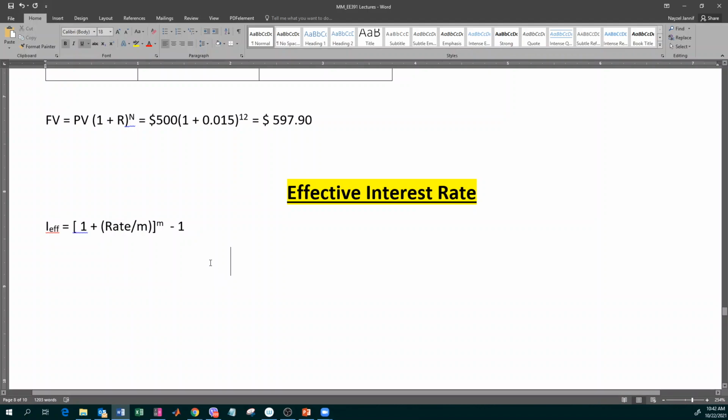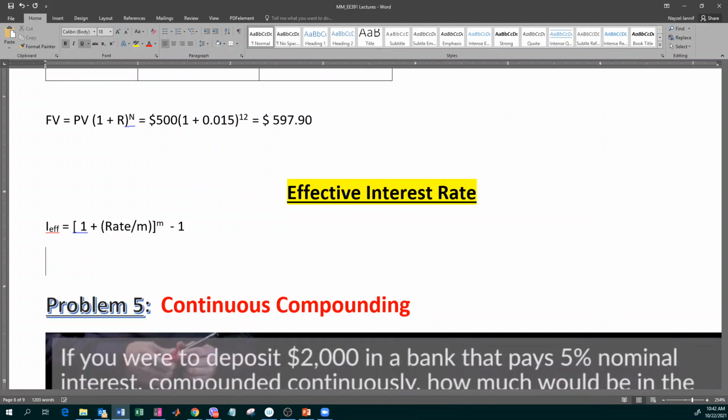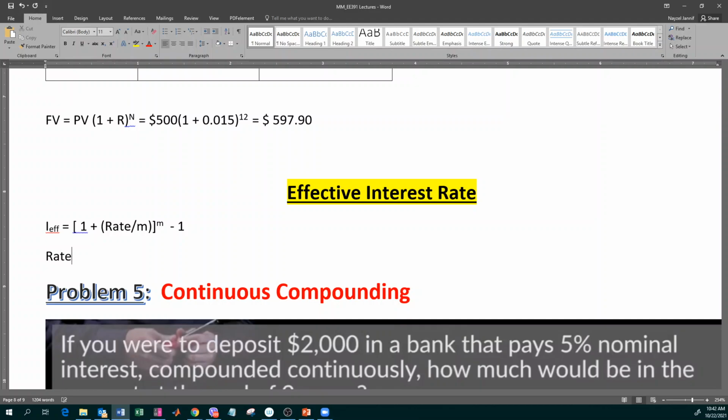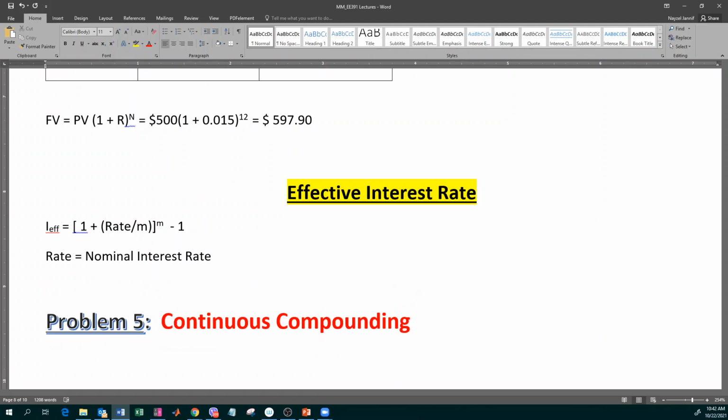So what we've done over here is, we have our rate. What does the word rate stand for? That is the nominal interest rate. And what is M over here, guys? Well, lowercase m is the number of compounding periods.